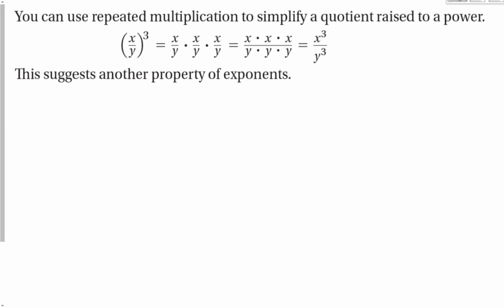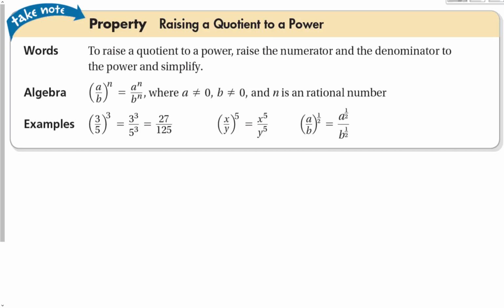Quotient to a power. We can use repeated multiplication to simplify a quotient raised to a power. So similar to raising just one term to a power, we're going to raise the top and the bottom. So it becomes x over y times x over y times x over y, where we would add those exponents together and get x to the third over y to the third. So this suggests another property of exponents, which is raising a quotient to a power. When you raise a quotient to a power, raise the numerator and the denominator to the power and simplify. So it's kind of like you're distributing this exponent to both of the pieces of the fraction.